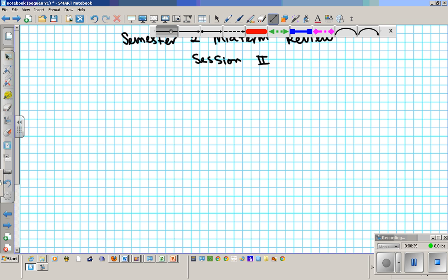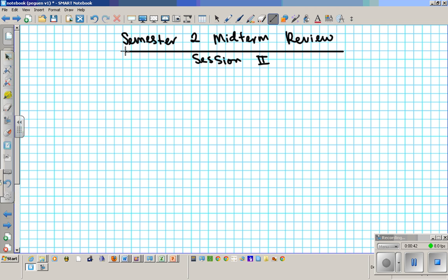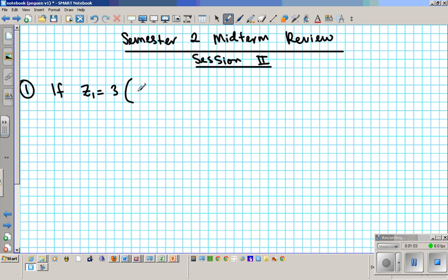Okay, so the first question we're going to go over has to do with operations on vectors. So let's take a look at the first question. Number one, let's decide if Z1 is equal to 3 cosine pi over 2 plus i sine pi over 2, and Z2 is equal to 2 cosine pi over 4 plus i sine pi over 4.